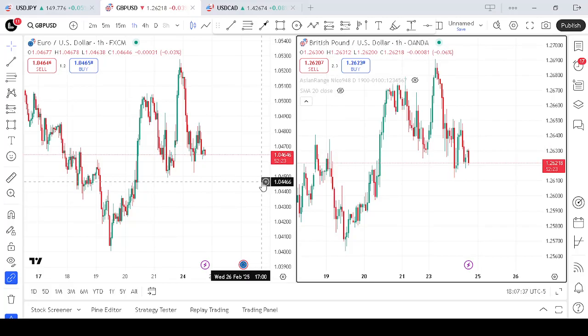A correlation of +100% means two pairs move exactly the same way, while at -100%, it means they move in opposite directions. Then at 0%, there is no relationship at all.